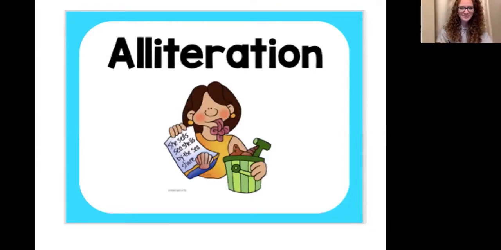Alliteration. Alliteration, tongue twister, same beginning sounds. So an alliteration is going to have the same beginning sounds of most of the words in the phrase, like she sells seashells by the seashore.